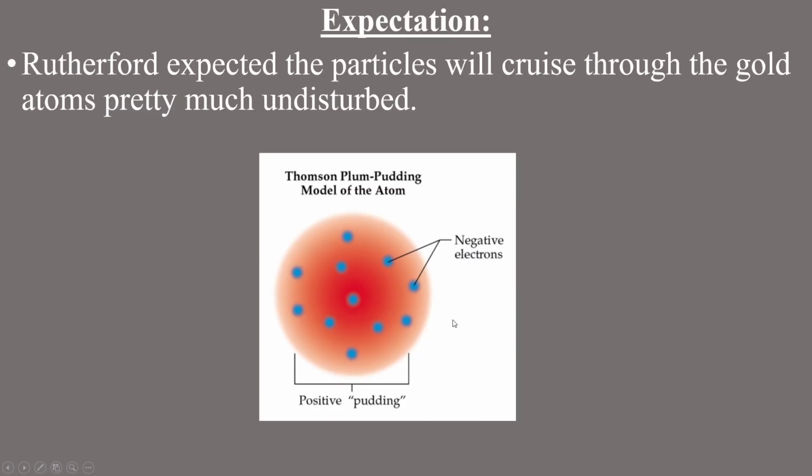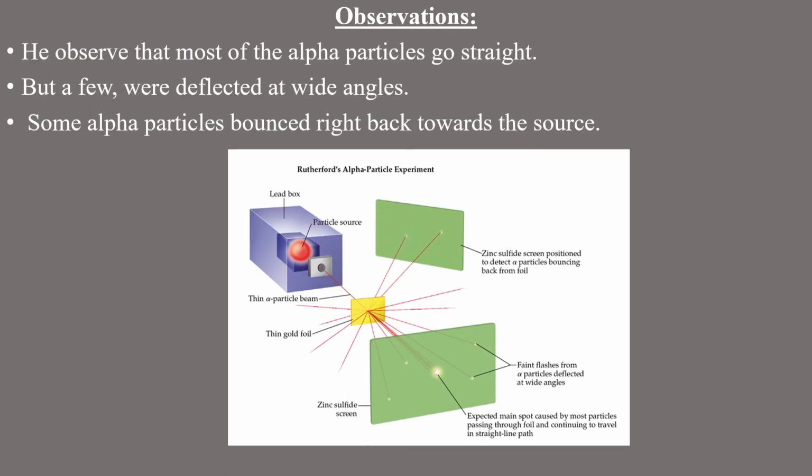Rutherford's expectation based on the plum pudding model was that all alpha particles would cruise through the gold atoms pretty much undisturbed because most of the space inside the atom is empty. But what he observed was that most of the alpha particles did go straight through the gold foil, because he saw a big glow in the middle. Some alpha particles deflected at wide angles, and some of the alpha particles bounced back towards the source.